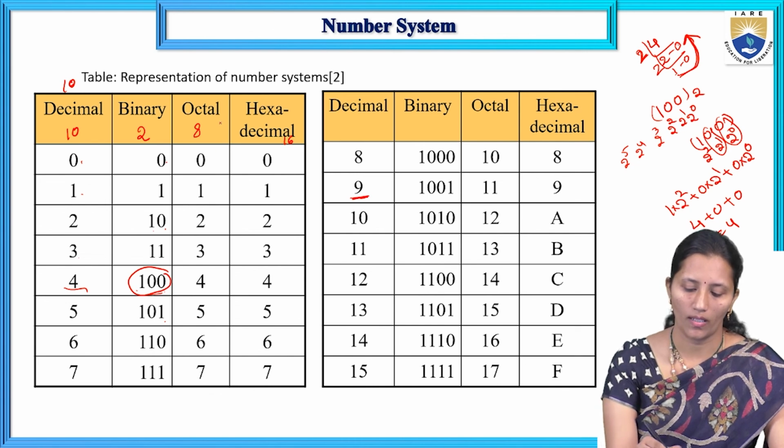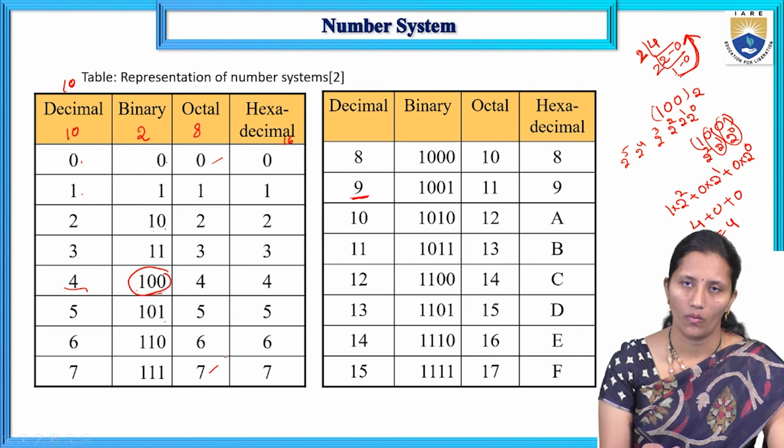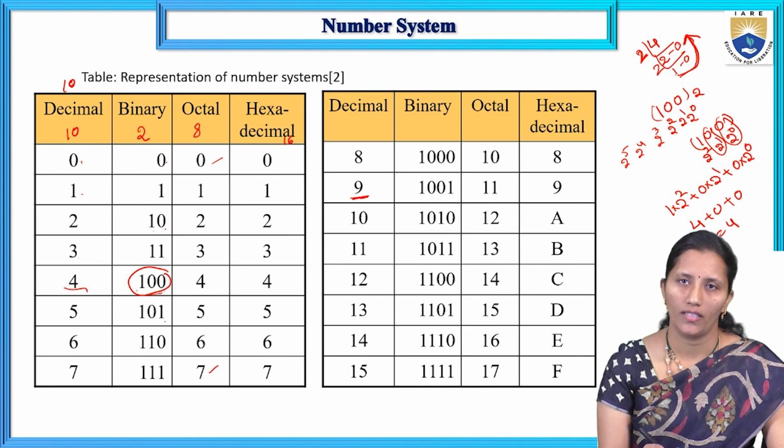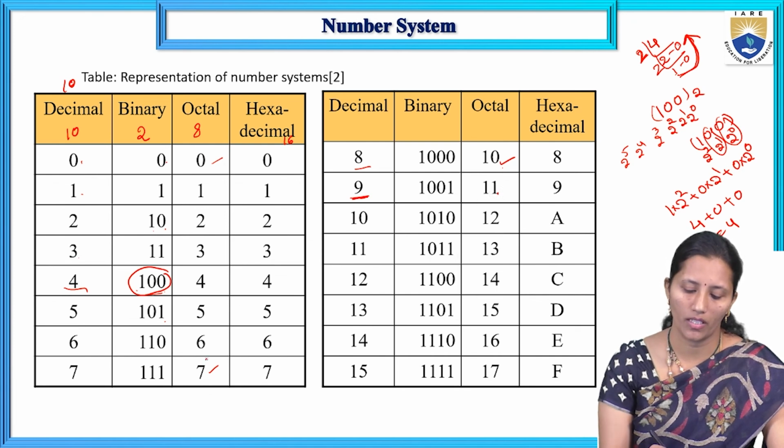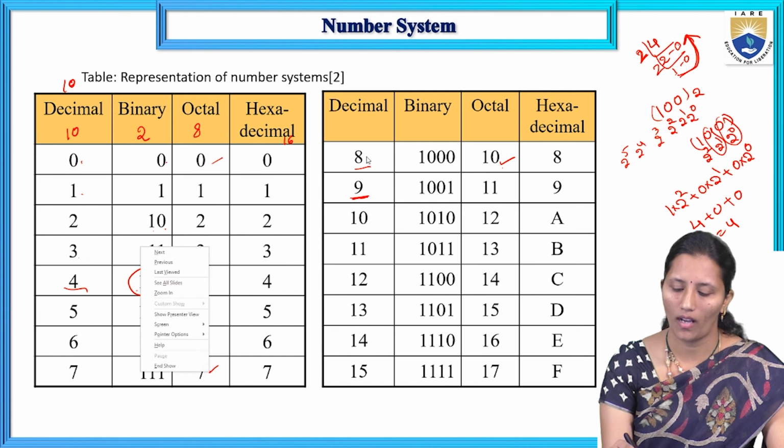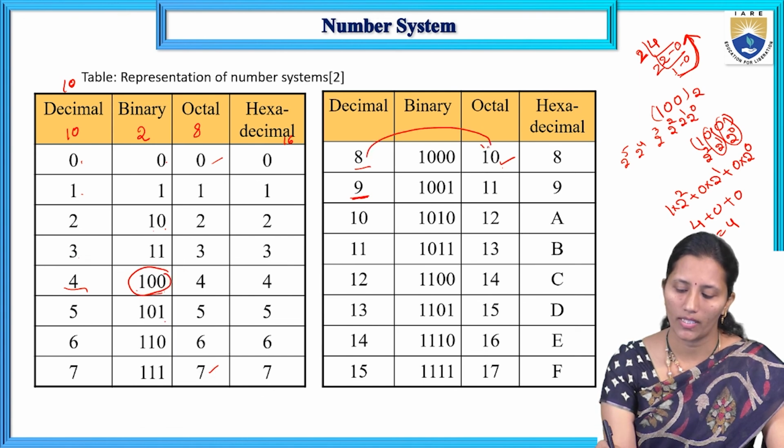Okay. So, in octal number system, we will write 0 to 7. Only digits 0 to 7 we will use. The 8 will be represented by 1, 0. 9 will be represented by 1, 1. Because we will use digits from 0 to 7 only. So, after 7, the 8 will be represented by 1, 0. 9 is represented by 1, 1. 10 is represented by 1, 2. 11 is represented by 1, 3. 12 is represented by 1, 4.